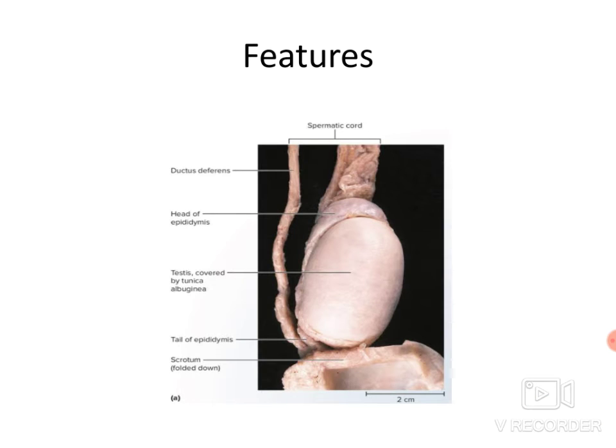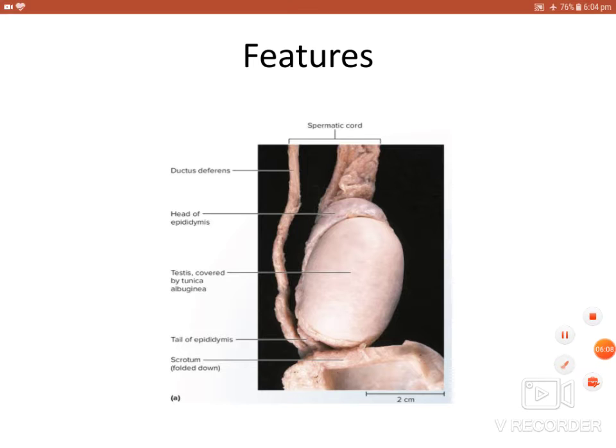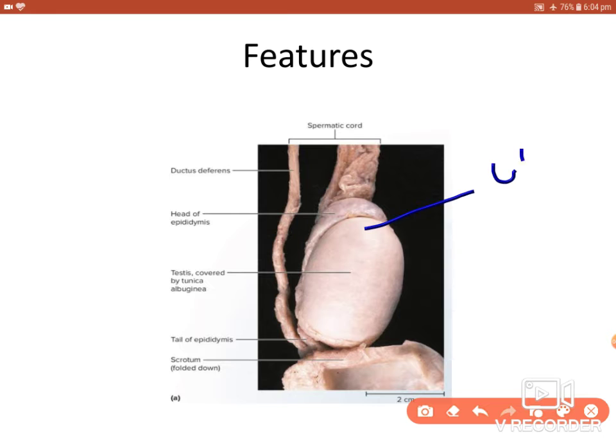That's about the parts of the testis. Here also you can see the testis with epididymis. This is the upper pole. This is the lower pole. Here you can see the scrotum that is cut.